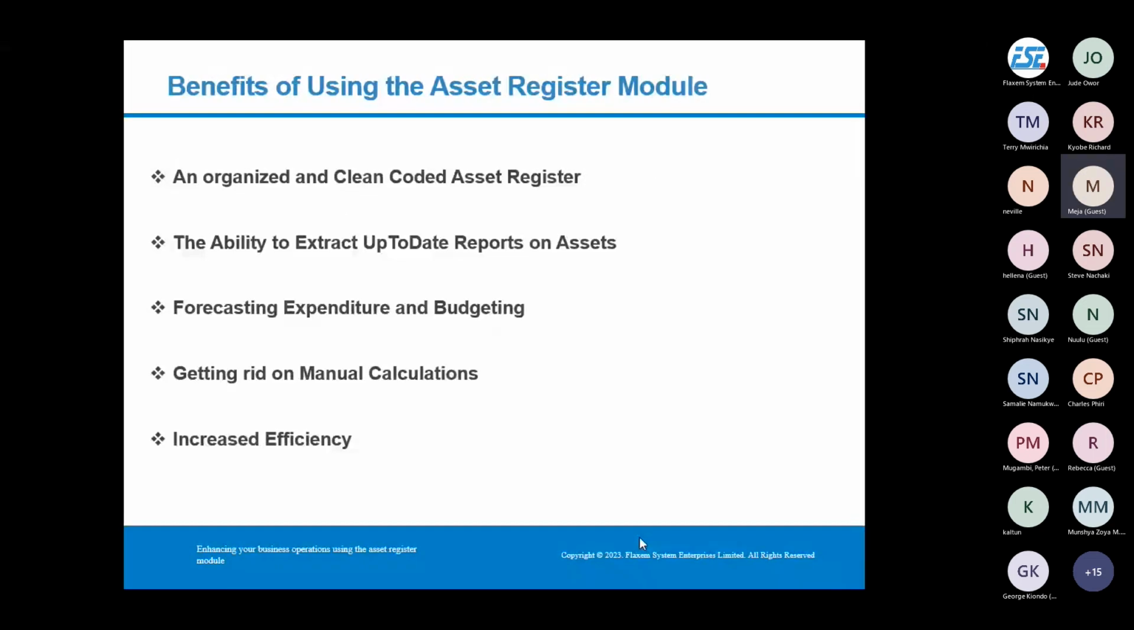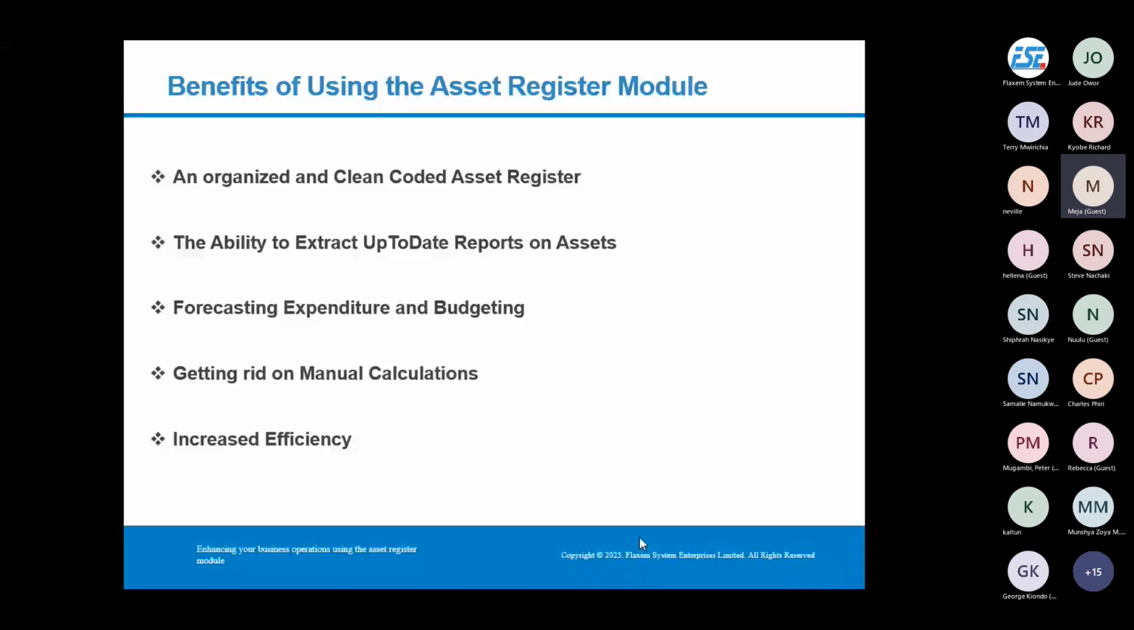So what are the benefits of using this module? First of all, as an organization, you can have a clean coded asset register in which you can arrange your assets either in alphabetic order or according to sequences. You can define your assets where, for example, furniture can start with code F, or your computers can start with code C, depending on how your organization wants to capture your assets.